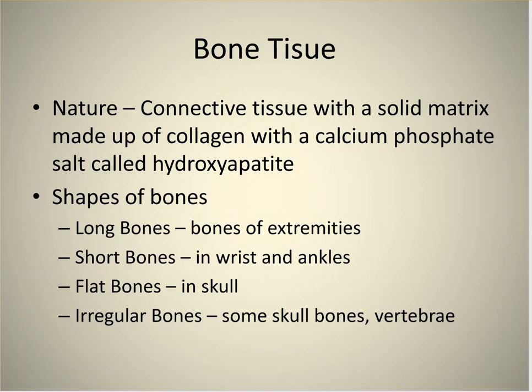Remember the nature of bone tissue, it's a connective tissue with a solid matrix. Remember, the way we classify connective tissues is often by the nature of the matrix. Made up of collagen, which is a protein, with a calcium phosphate salt called hydroxyapatite. And then we're going to look at shapes of bones. Long bones in your extremities, short bones in wrists and ankles, flat bones in the skull, and some irregular bones. Some really oddly shaped bones, which include some skull bones and vertebrae.